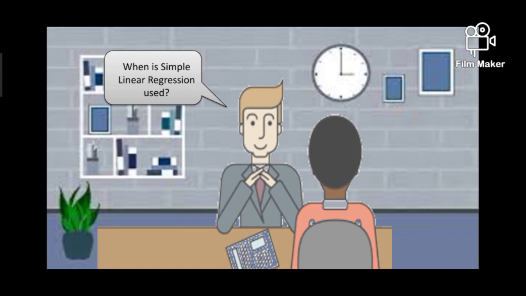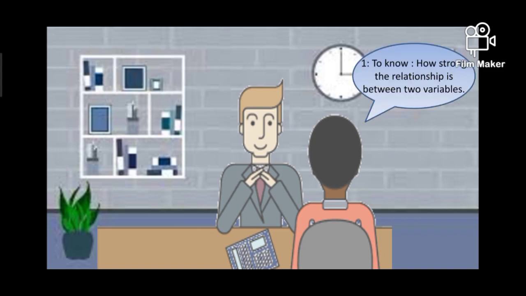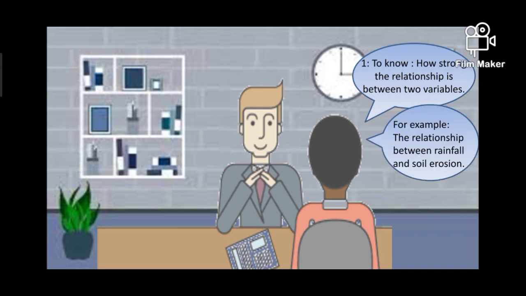Now, when is simple linear regression used? Simple linear regression is used to estimate the relationship between two quantitative variables. You can use it when you want to know first how strong the relationship between two variables is. Like in the last example of height and weight, we saw that height is independent and weight is dependent, that is, as the height increases, the weight also significantly increases. Similarly, another example would be the relationship between rainfall and soil erosion. As the level of rainfall increases, soil erosion would increase.